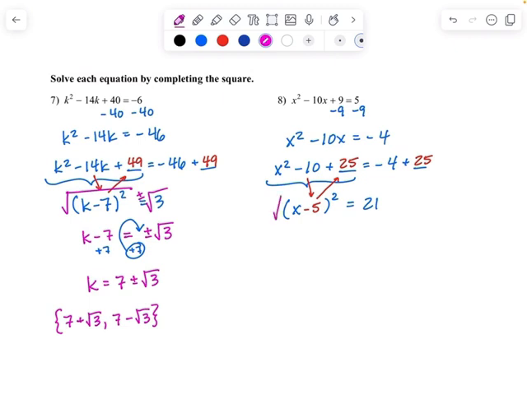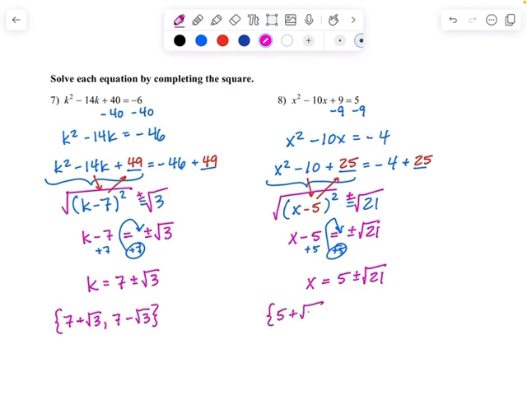Let's solve this remaining equation by taking the square root of both sides. The square root of the left side becomes x minus 5. The square root of the right side becomes plus or minus the square root of 21. I need to add 5 to both sides. And when I add the 5 to the right-hand side, I'm just going to put that right in front of the plus minus sign, giving me x equals 5 plus or minus the square root of 21. Breaking those solutions into 2, I have 5 plus the square root of 21 and 5 minus the square root of 21.